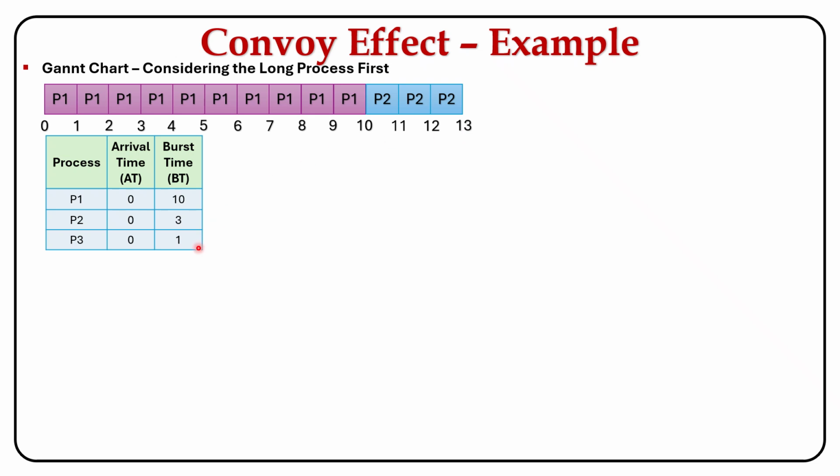So the next and final process is P3. It has a burst time of 1, so it starts from 13 and ends at 14. Now let's calculate the completion time for all the processes.